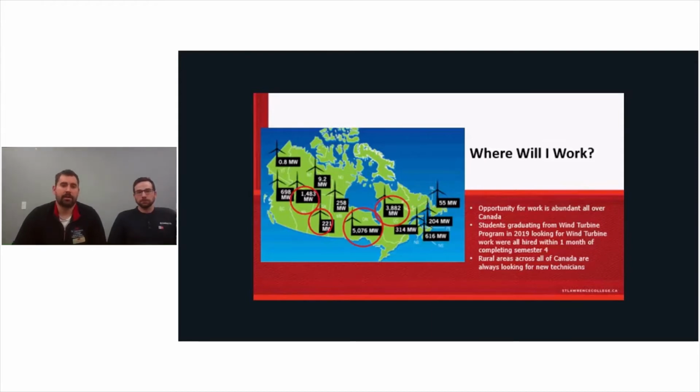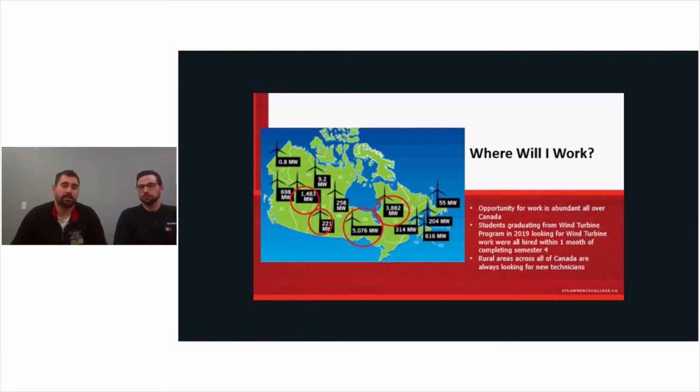It's CanWEA. This map shows the different provinces and how much energy is being produced in each province. I have a few provinces highlighted for a few different reasons. In Ontario, I show 5,076 megawatts, and Quebec at 3,882. The numbers aren't on right now. But basically, those two provinces have a very large wind base, so all the wind farms are already installed there. They have a lot of wind base for maintenance. So if you want to be a home-based technician or a travel technician doing services and maintenance, those two provinces have a major amount of work ahead of them every single year.